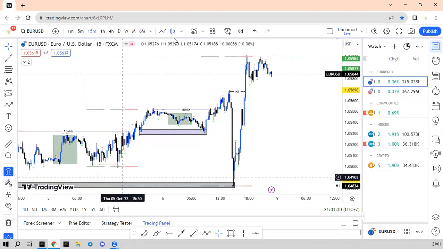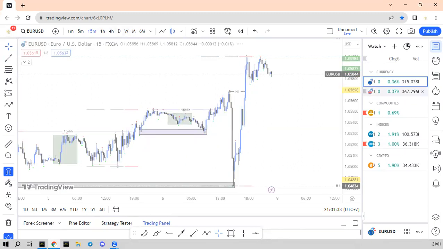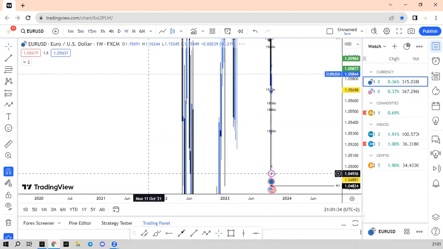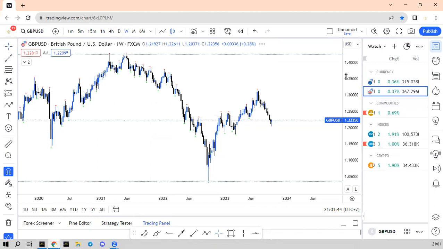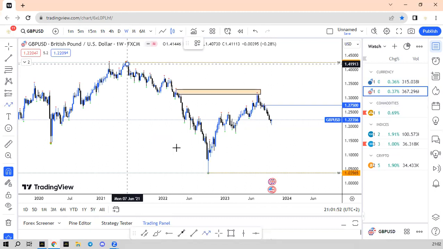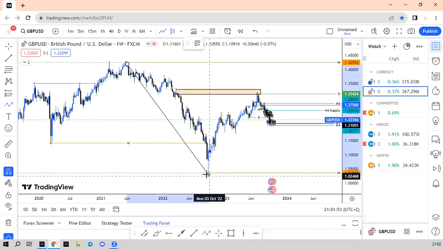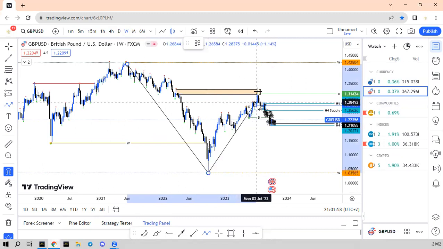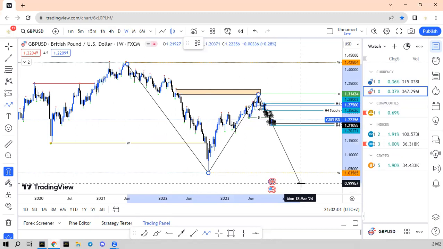Let's jump into GU. We start with the weekly time frame. What's going on weekly? On the weekly time frame, we are also on a bearish trend from this high to this low, a retracement. I expect price to drop now.